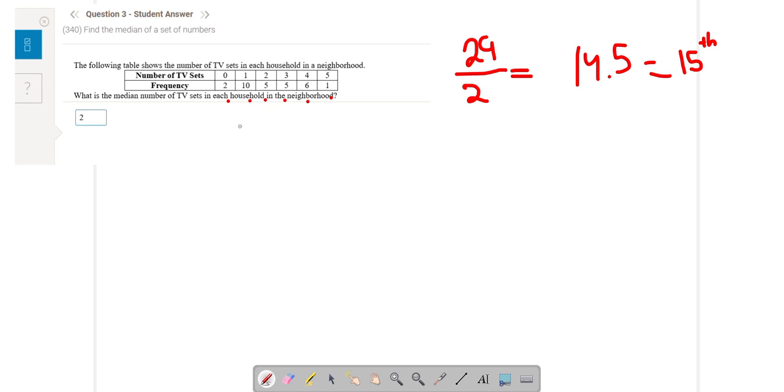Alright, how do you find the 15th position? We get the cumulative frequency, 2, and then you add 10, 12, then you add 5, 17, and then you add 5 again, 22, then you add 6, 28, and then you add 1, 29. 2 isn't enough for 15, 12 isn't enough for 15, but 17 is enough for 15. So that's your answer, 2. That's how you solve the question. Moving on.